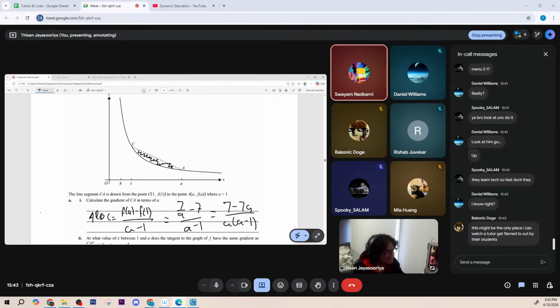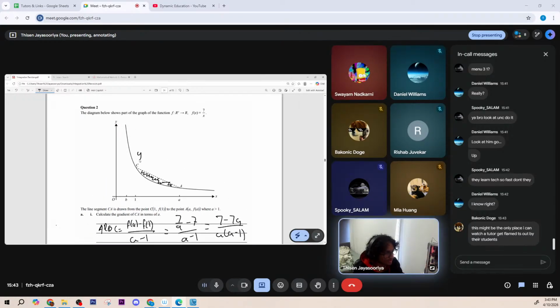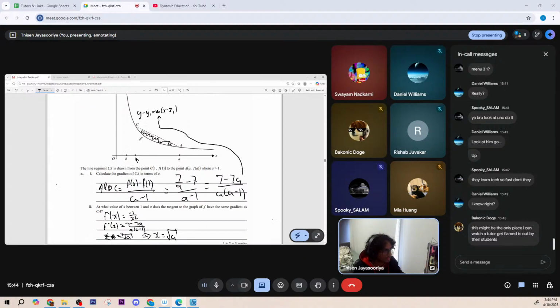So think back to it. We get y minus y1 equals m times x minus x1. We know m. We found m in our first part. We also know a y1 and an x1. So we can just leave it as y minus f of 1 equals 7a over a minus 1, brackets, x minus 1. Does that make sense? So I found this equation of the line, yeah?